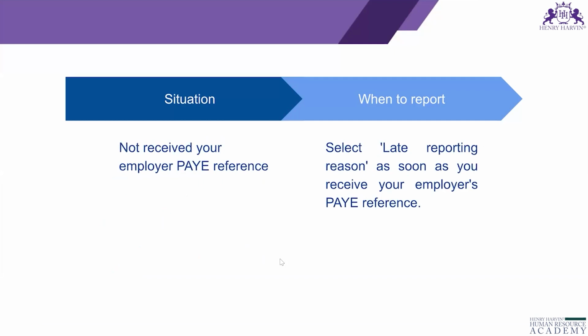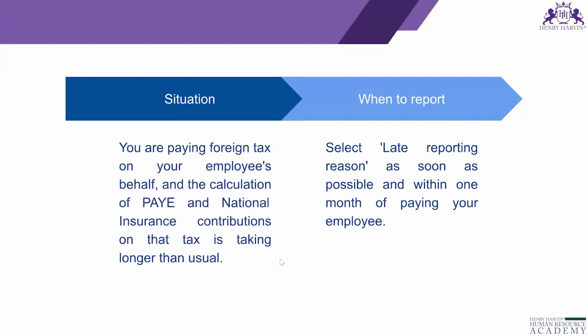Another reason is that you have not received your employer pay reference. This can be the reason when you are doing the first payroll, when you have registered with HMRC but are still awaiting the pay reference details. Until you receive the pay reference, you cannot send the FPS. Why? You have to mention the pay reference while submitting the FPS to HMRC. Otherwise, your FPS will be recorded somewhere else by mistake, or it will be rejected. So here you can select this reason, and as soon as you have the pay reference number, you can send the FPS. You have that privilege for the first payroll.